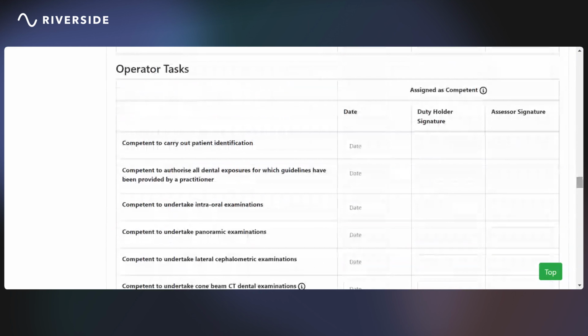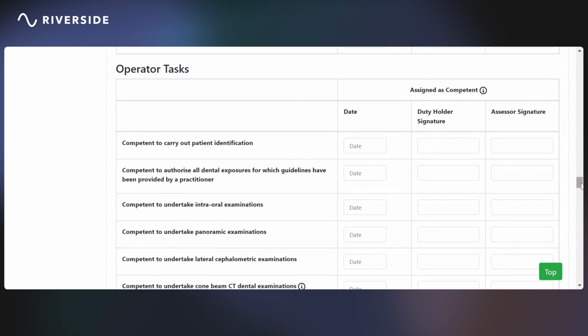Operator tasks. So this starts from identifying the correct person to be exposed to radiation. So if the person you are talking about, their duty is to undertake patient identification, to make sure they've got the right person in the chair to be exposed to radiation, then this is where you would enter their duty holder signature, the date they're entitled to do that by the employer, and also the person who's assessed them as competent to undertake that particular duty.